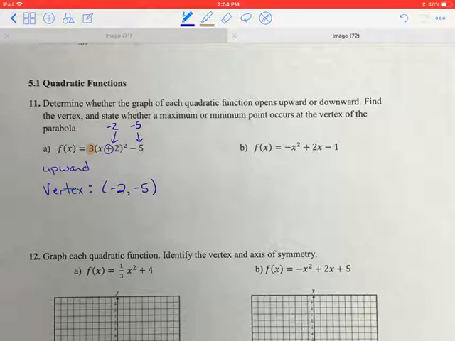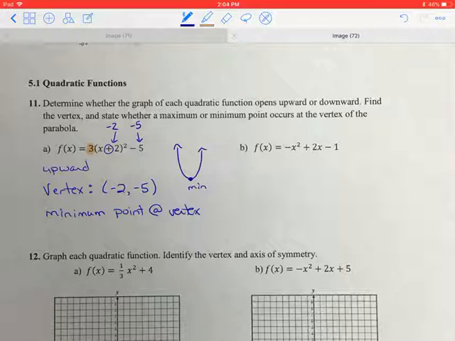And then if I think about a parabola that opens upward, right, there's the vertex at the very bottom. So the vertex is going to be a minimum, right, since that's the very bottom point of the parabola. So it will have a minimum point at the vertex.